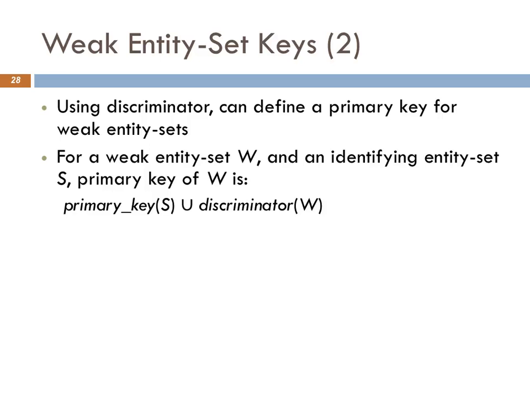If you get your checkbook and you open it up, you'll see check number, check number, check number as you go through various checks. Okay? That's the discriminator. But on every single check, we also have the account number. That's the primary key from the owning entity set. Okay?